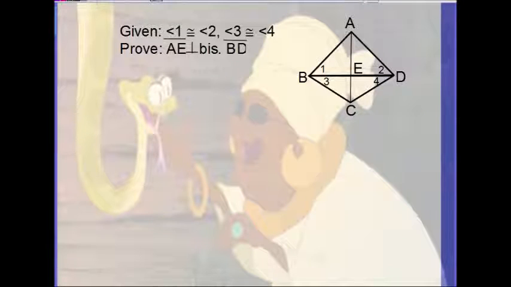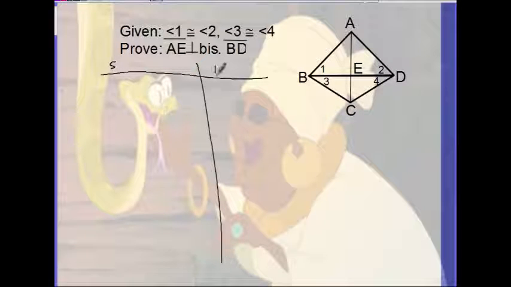Okay, so let's try our first proof that's going to use this. Now, we're trying to prove that AE is a perpendicular bisector of AD. So here we go. I'm going to go ahead and get started with this proof. So I got my statements and my reasons. And my givens. Angle 1 is congruent to angle 2, and angle 3 is congruent to angle 4. Those are going to be my givens. 1 is congruent to 2, 3 is congruent to 4.